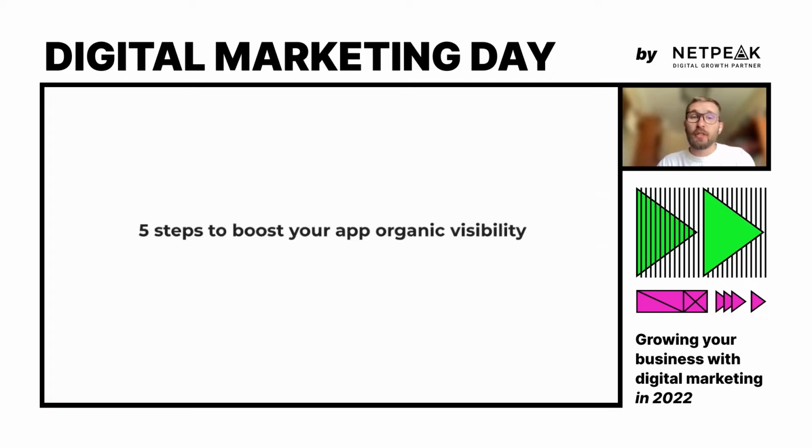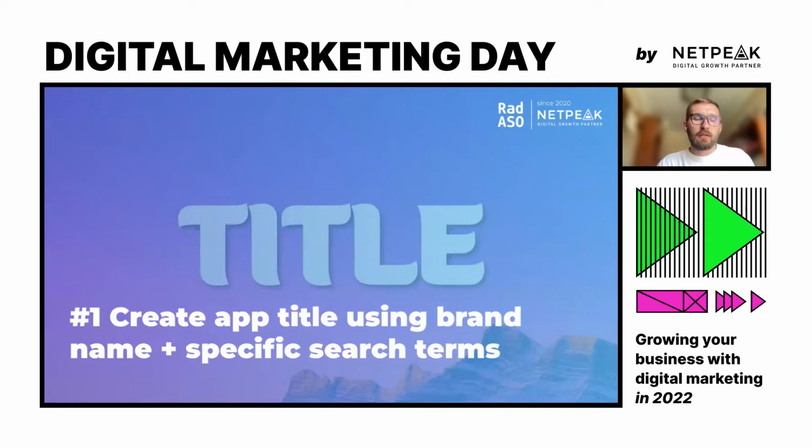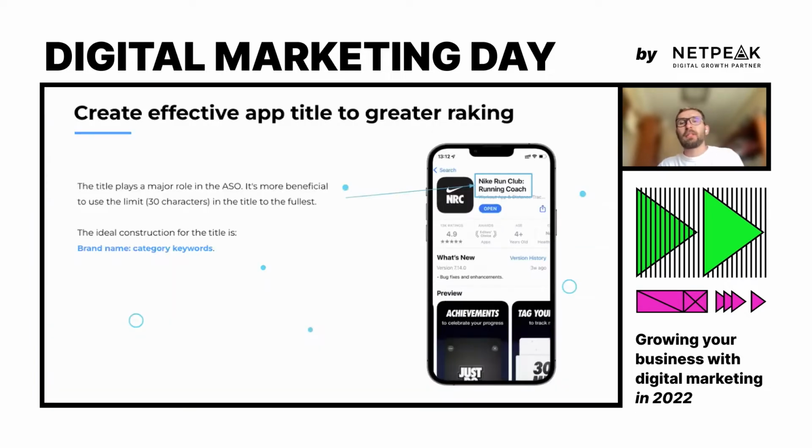Now I will try to speak about the two most important things you can really do, which I think are pretty easy, to increase your app visibility. Recommendation number one is to create your app title using your brand name and specific search terms which can describe what your application is about. For example, you can see the screen of Nike Running Club. It's an application of a running coach.